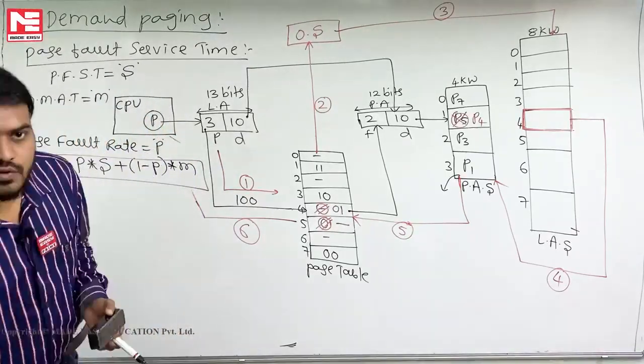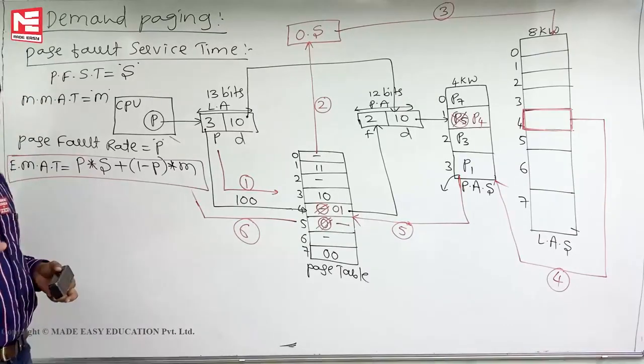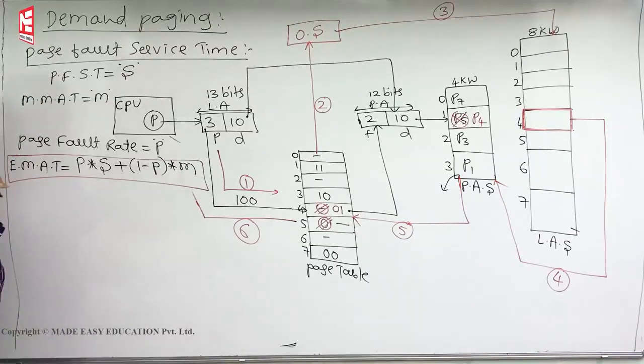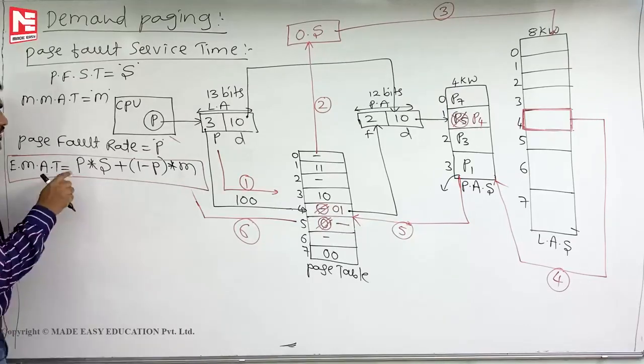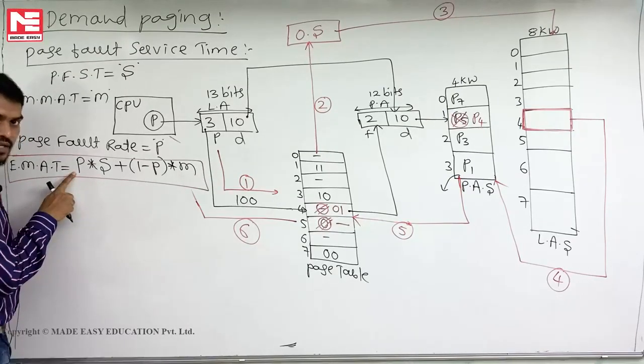Now remember, you will have a small doubt in this. Don't worry, I will clarify all your doubts. So first, listen carefully. Effective memory access time with respect to page fault rate P. Whenever the page fault occurs, listen carefully.